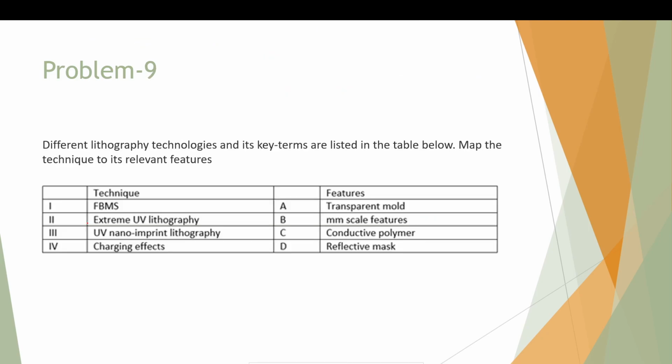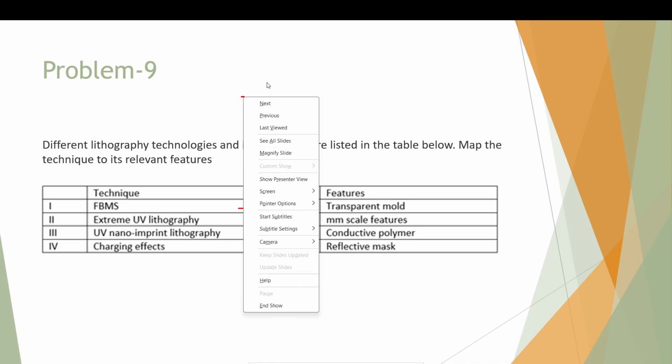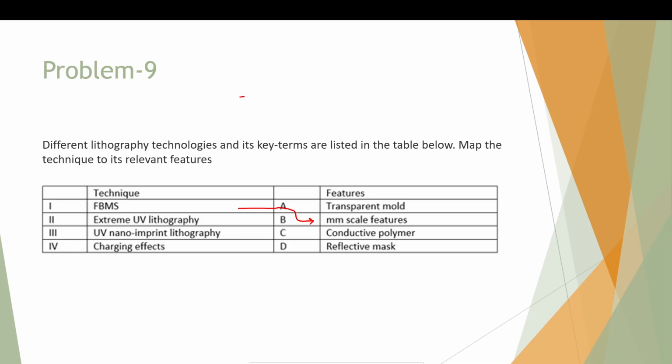Okay, so last problem. Different lithography technologies and their key terms are listed in the table below. Map the technique to its relevant features. So FBMS is just like we discussed just now. It is a millimeter scale feature, because since we are moving the stage, we can't really move it with nanometer precision. We usually write millimeter scale lines with FBMS.